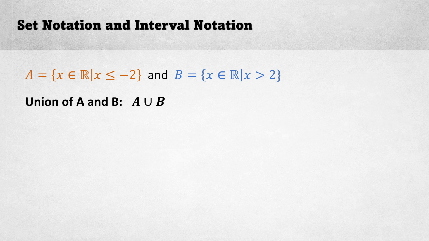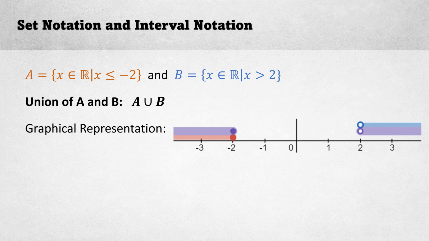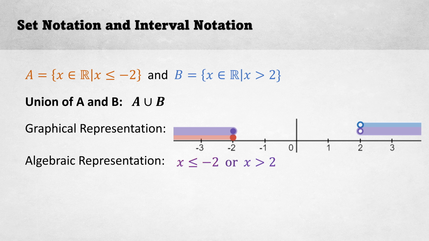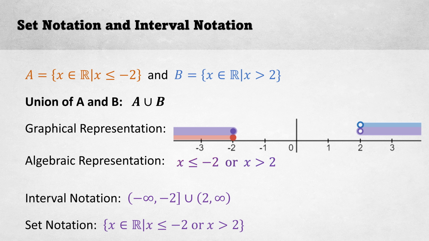The union of A and B is the set of all real numbers that are either in A or in B or in both. If we graph A and B on a number line, we can see that the graph in purple represents the set of all real numbers that are either in A or in B or in both. Algebraically, we can represent it as x is less than or equal to -2 or x is greater than 2. In interval notation, we have the interval from -infinity to -2, union 2 to infinity. And in set notation, we have the set of all real numbers such that x is less than or equal to -2 or x is greater than 2.